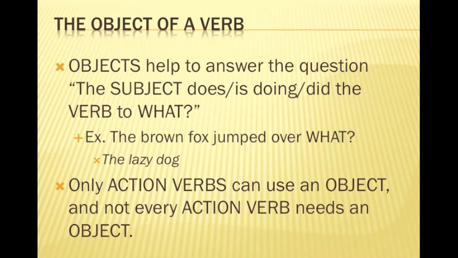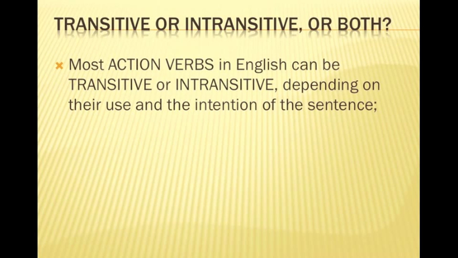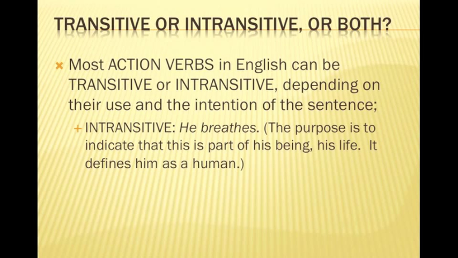Now, only action verbs use objects, and as we mentioned before, not every action verb needs an object. Most action verbs in English could be both, but it depends on their use and the intention of the sentence. So like we demonstrated with the fox, let's demonstrate with another example. Here's one using the word breathe. In the intransitive sense, if I said he breathes, the purpose is to indicate that this is just part of being a human. It's his life. It's part of that. It defines him as being a human being.